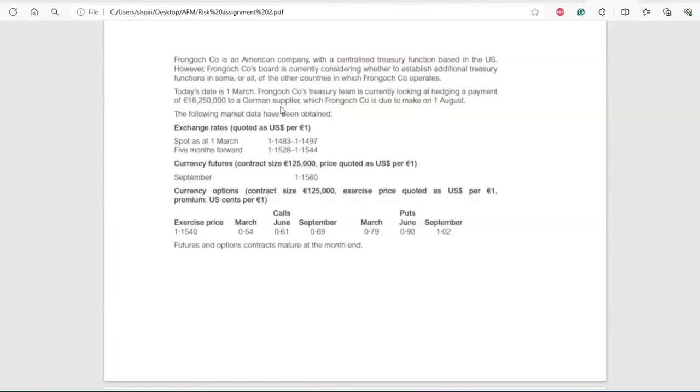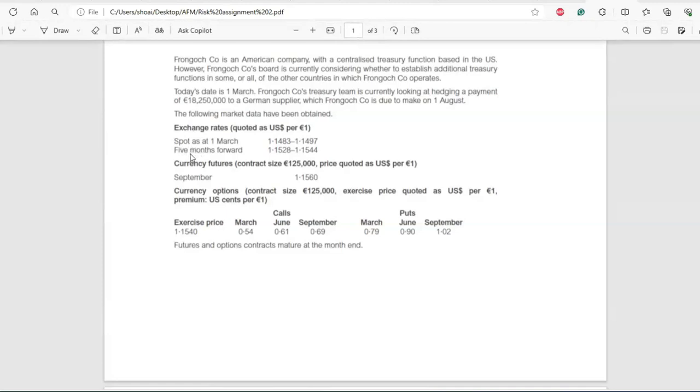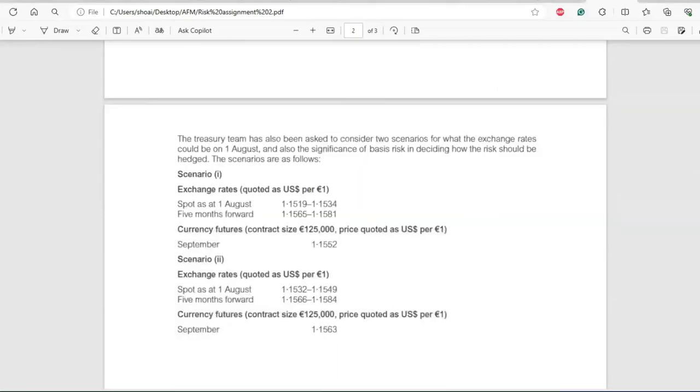So it's a payment case, which F company is due to make on 1st August. Today's March, April, May, June, July. So you are going to pay after 5 months on 1st August. Obviously, you will choose September contract. So spot rate is given, 5 months forward is given, September future is given, option is given. So part A is pretty much easy.